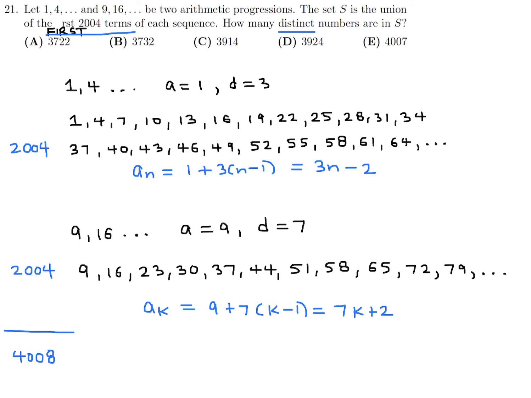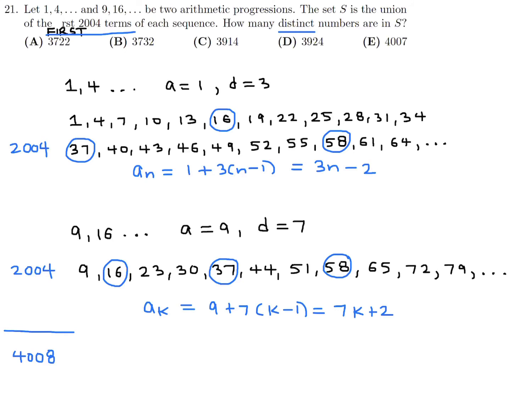Basically, I hope you can see that there are going to be some numbers that appear in both sequences. For example, 16 appears in this one, and it appears in that one. And there are others too. 37 appears in that sequence, and also appears in this one. 58 appears in this one, and also in that one. So these numbers that I just circled appear in both sequences.